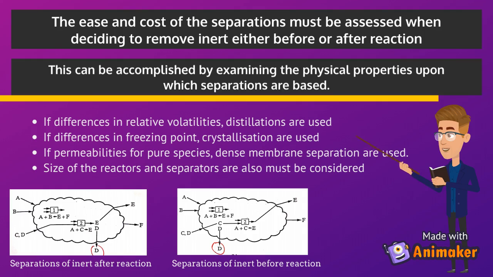For that, we have to consider several aspects, such as the physical properties of the substances. The ease and cost of the separations must also be assessed. Aspects we can count in when separating the inert species are: if there are differences in relative volatilities, distillation is used. If there are differences in freezing points, crystallization is used. If it is related to permeabilities for pure species, dense membrane separation is used. The size of the reactors and separators must also be considered, and the use of simulation is implied as well.